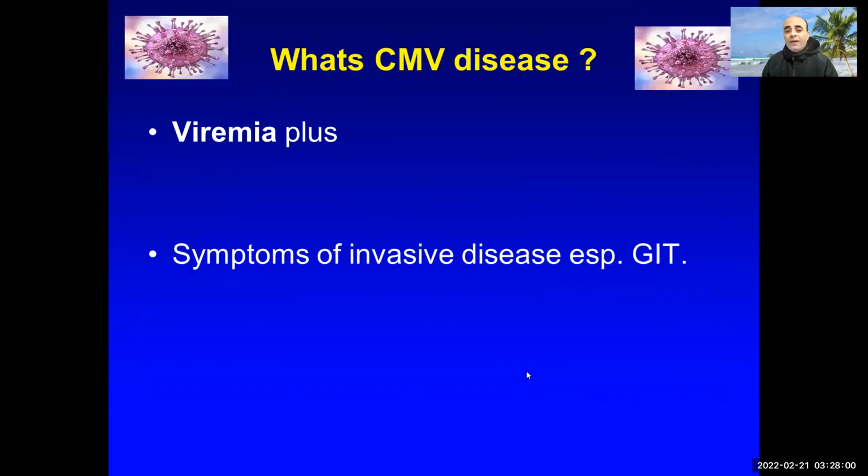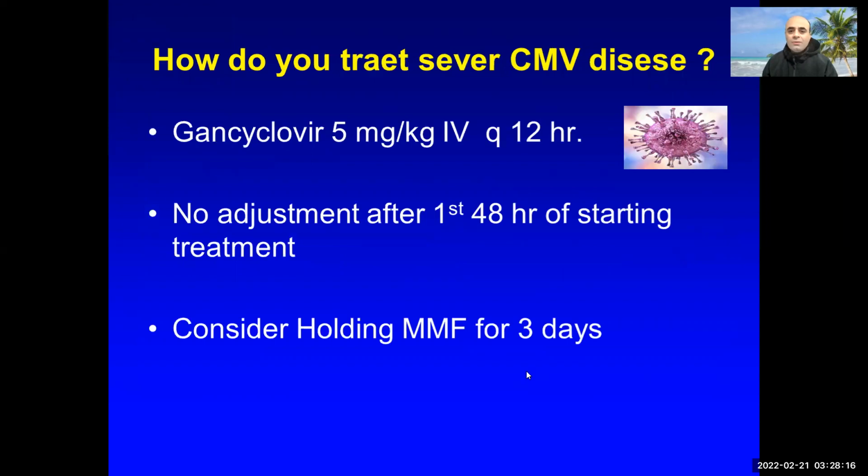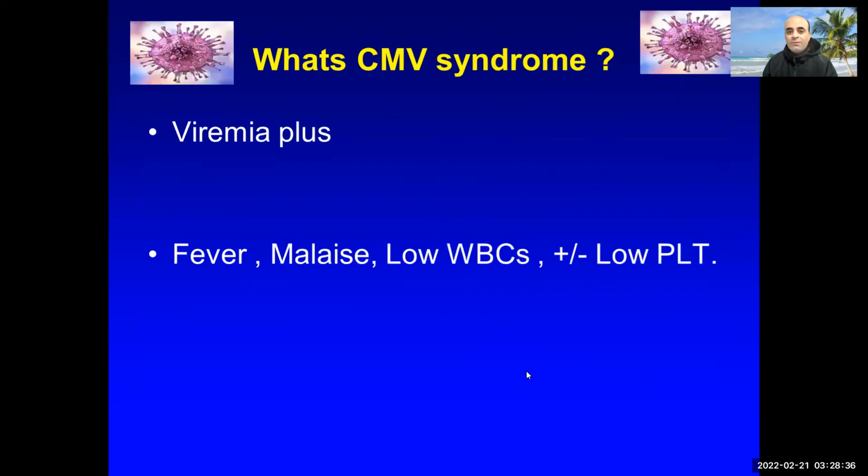What is CMV disease? Viremia plus symptoms of tissue invasive disease, as we mentioned before, especially GIT: colitis, enteritis, transaminitis also. How do you treat severe CMV disease? Any severe CMV disease: ganciclovir 5 milligram IV every 12 hours, no adjustment until 48 hours after starting treatment. Consider holding MMF for 3 days, or 1 week, or 2 weeks.